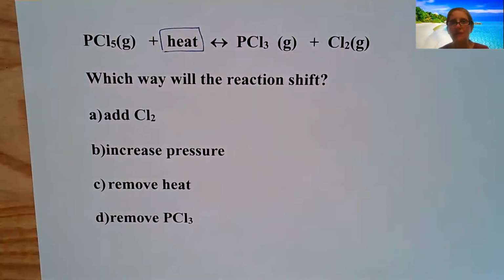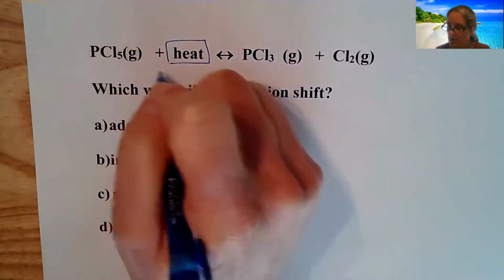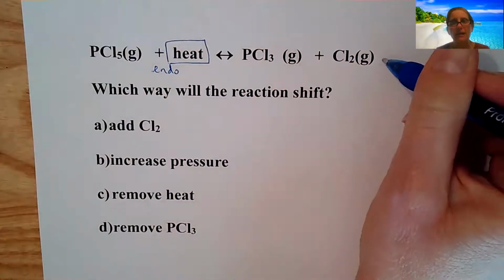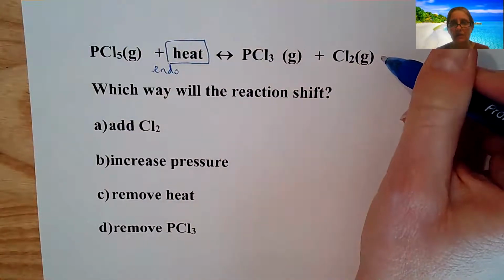So if the heat is on the left-hand side, this is what we call an endothermic process. If the heat was over here on the product side, it would be considered an exothermic process.